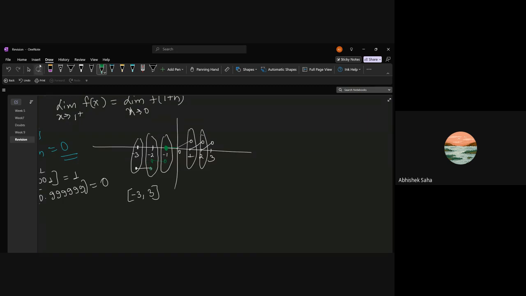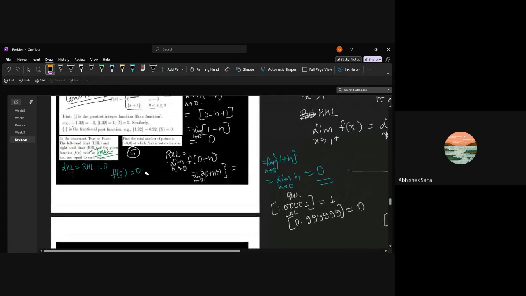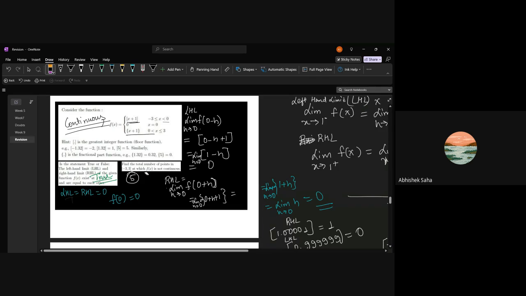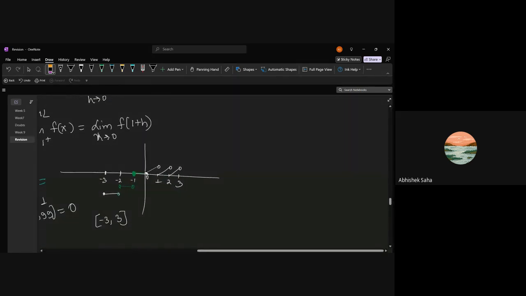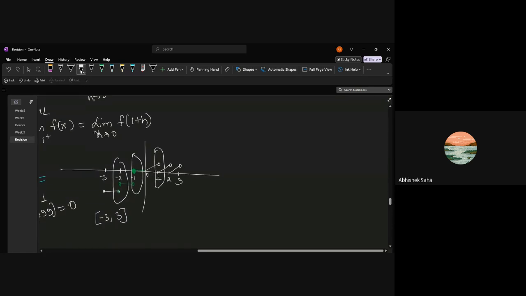Okay, just a second. Let's check with this. At x equal to minus 3, the left hand limit, sorry, we don't need to find the left hand limit, right? Because it starts from minus 3. The right hand limit is also minus 3. So the discontinuity points are this: 1, 2, 3, 4, and 5. Because here it is open. Yeah, the discontinuity points are these.